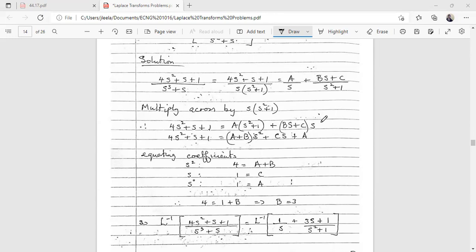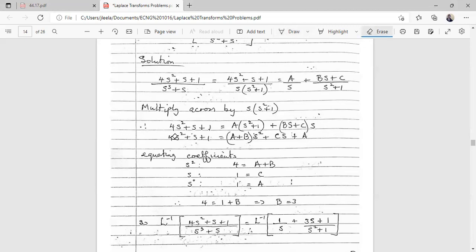Right. So sometimes it becomes a little complicated to substitute values for s in order to find your constants. So in this case, it might be easier to collect terms in s squared and equate them, terms in s and equate them, and so on, right? So what I have here, a plus b, is the coefficient of s squared on the right. c is the coefficient of s on the right, and a is your coefficient of s to the 0. Remember, s to the 0 is 1, so that is like a constant, right?